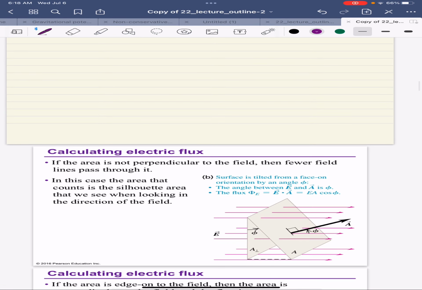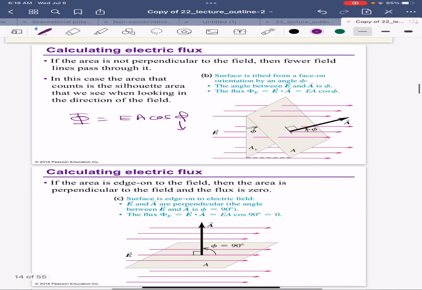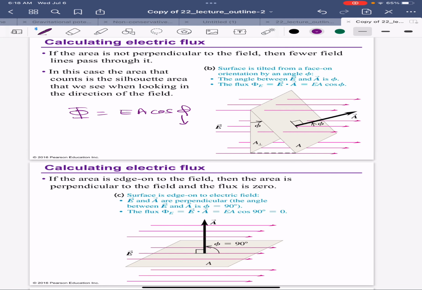Now, if the area is not perpendicular to the field, then if your field lines pass through it, of course my number is going to be less, because now phi is going to be EA cosine phi, and that number is going to be a fraction, so it reduces the flux. If the area is edge on to the field, then the area vector is perpendicular to the field and the flux is zero, because cosine 90 is zero.